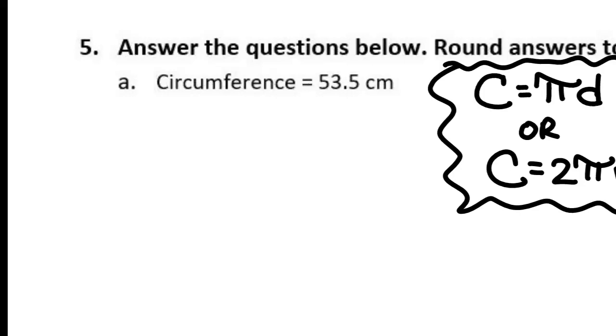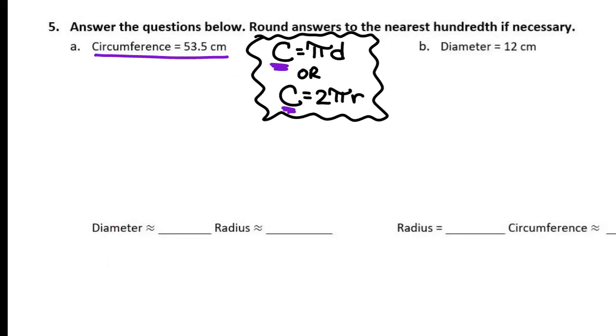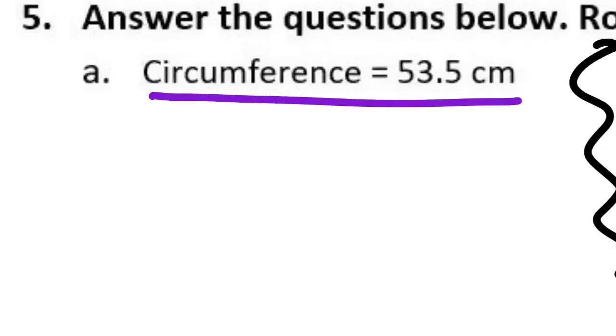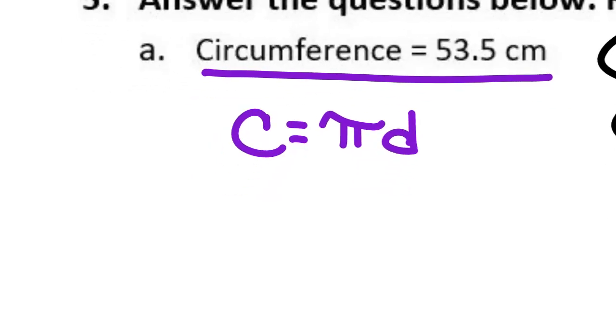All right, so for part A, we have the circumference. So I have C. We want to find the diameter and the radius. So I'm going to go ahead and use pi d. We'll find the diameter first. I could use 2 pi r. There's nothing wrong with that. The answers come out exactly the same. We're going to put 53.5 in the place of C.